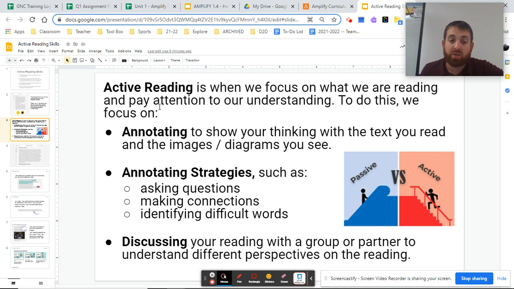The last thing we do as we partake in active reading is we discuss. We discuss your reading with a group or a partner to understand different perspectives on the reading. And all of these things, when we look at them together, help us to partake in an active reading that allows us to pay attention to our understanding. So let's take a look at what that might be like as we read our first article.